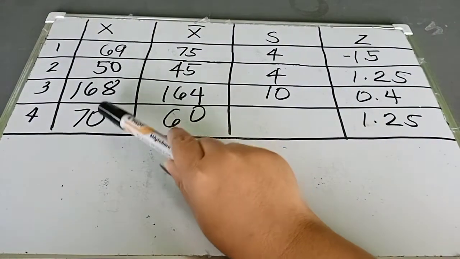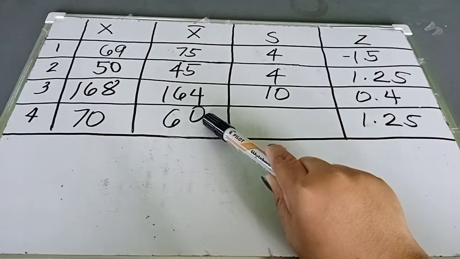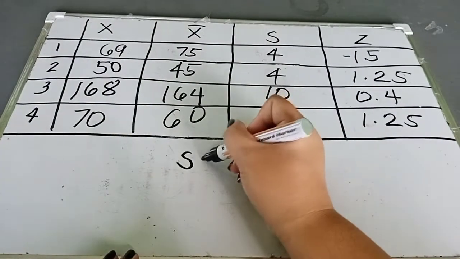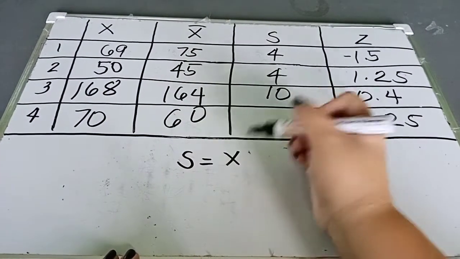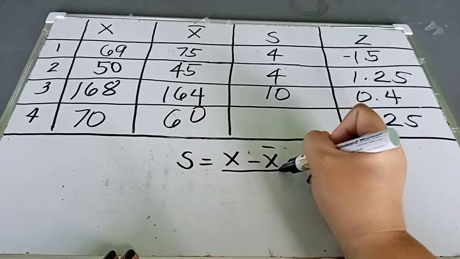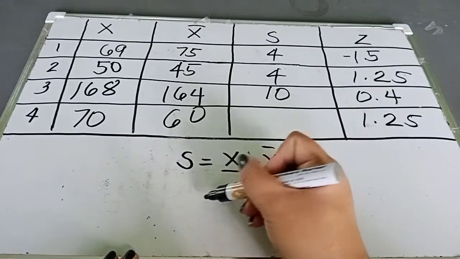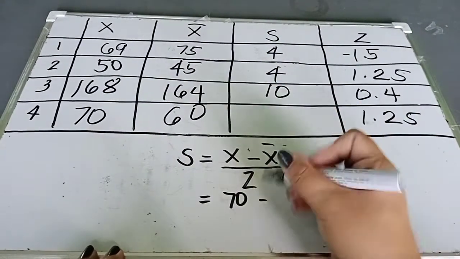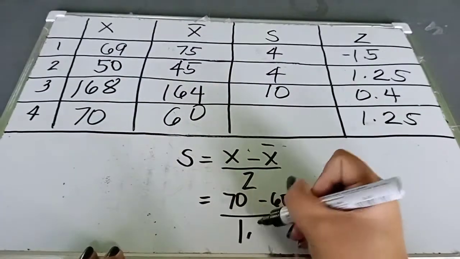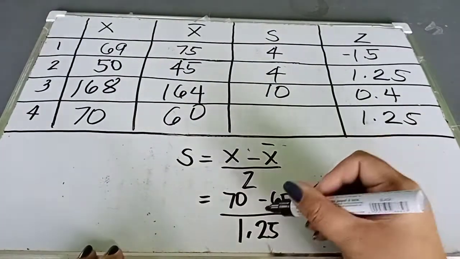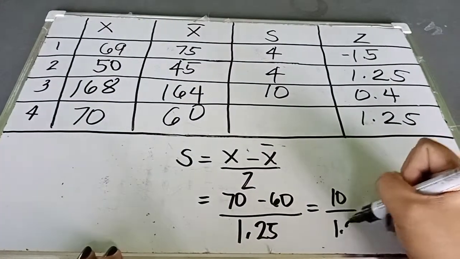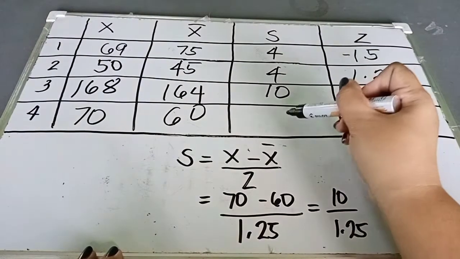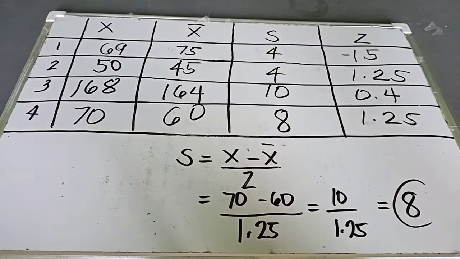The fourth example: 70 as our given measurement, 60 as our mean, and the standard score is 1.25. Let us use the formula: s, the sample standard deviation, is equal to the given measurement minus our mean, all over the standard score. Let us substitute: our given x is 70 minus your mean, 60, all over the standard score, 1.25. Then let us simplify. 70 minus 60 is 10, all over 1.25. So 10 divided by 1.25 is 8. So 8 will be our sample standard deviation.